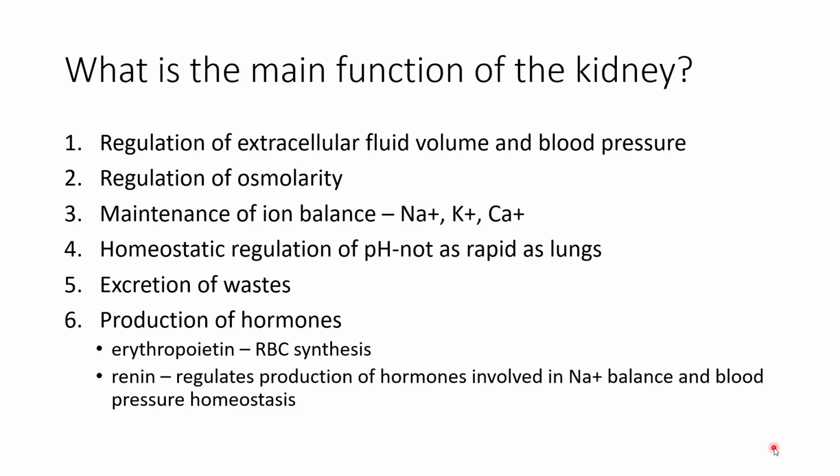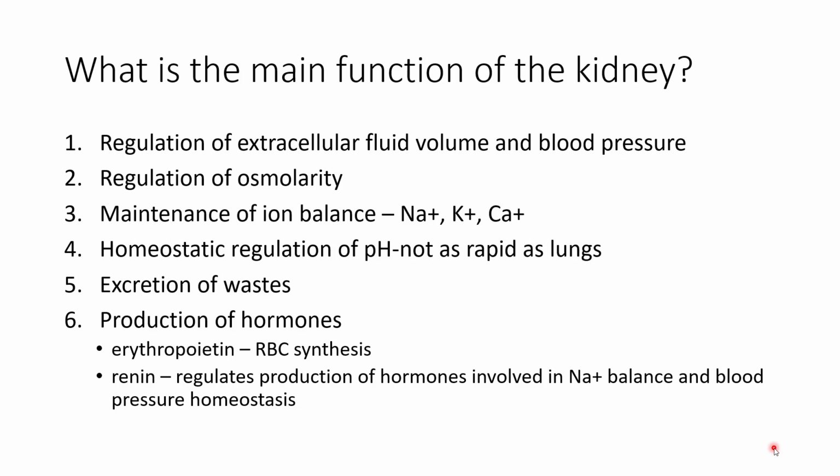Kidneys also aid in pH regulation. Now, this isn't as rapid as, say, in our lungs. The pH regulation of most of our blood is accomplished through CO2 and bicarbonate retention in the plasma of our blood. However, the kidneys also play a role in this pH regulation. The fifth function of the kidney is going to be the excretion of cellular wastes.